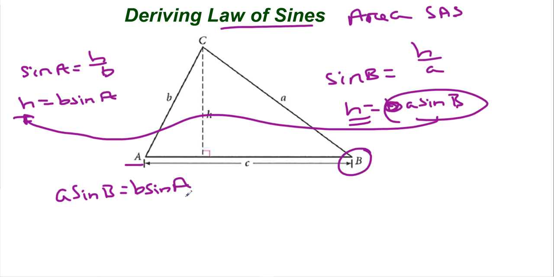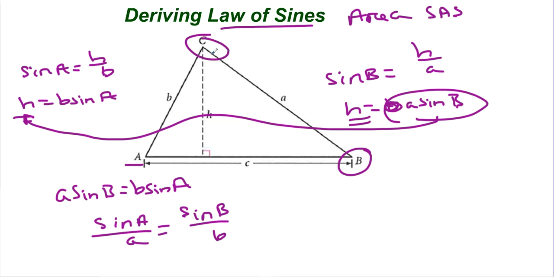And there are several different ways I can write this. I could divide by b on both sides. I could divide by a. But I'm going to get basically sine of A over a is equal to sine of B over b. And I could do the same thing for the C right here, and I'm going to get sine of C over c.